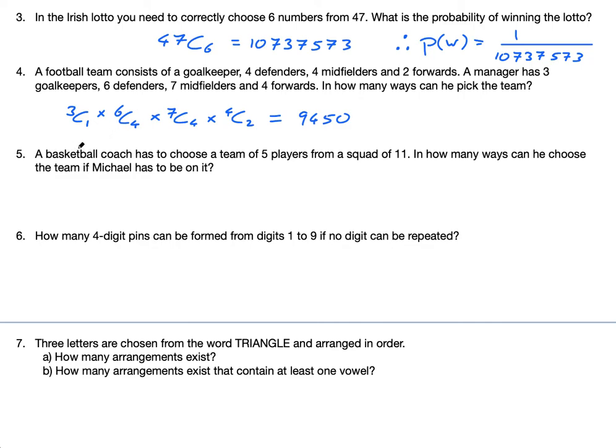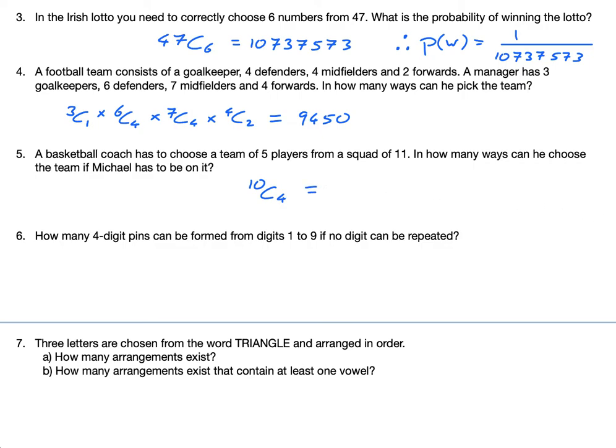Okay, next one. A basketball coach has to choose a team of 5 players from a squad of 11. In how many ways can he choose the team if Michael has to be on it? Right, Michael Jordan, he has to be on the team. So think about it. Michael is now on the team. So how many more players do I need to choose? Well, the answer is 4. And how many players am I choosing 4 from? Well, it's not 11, it's 10, because Michael is now not in the 11, so there's only 10 players left. So it's 10 choose 4.